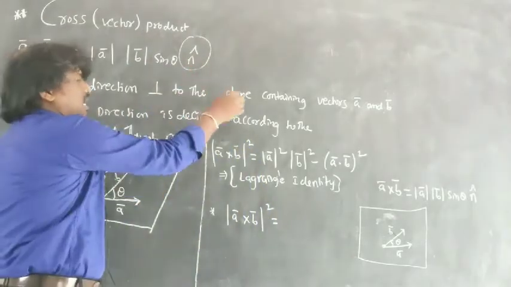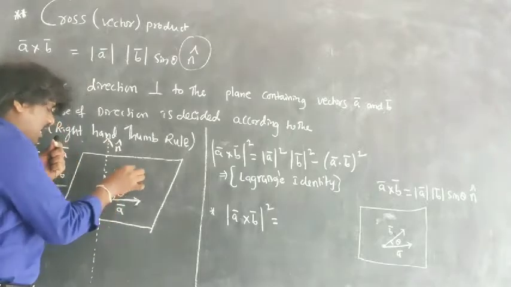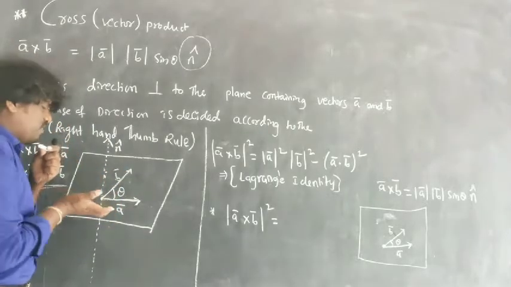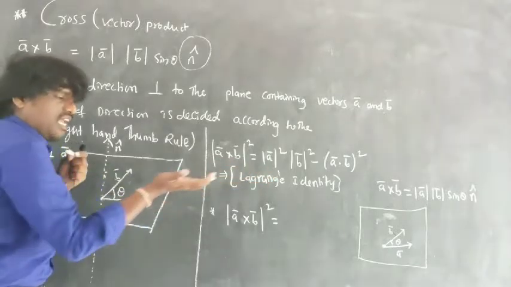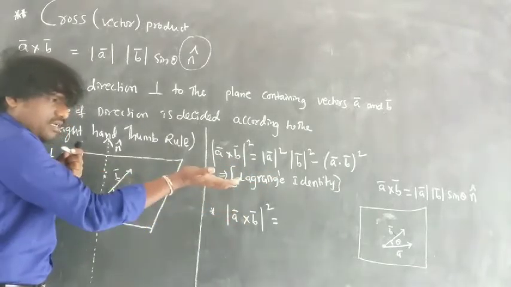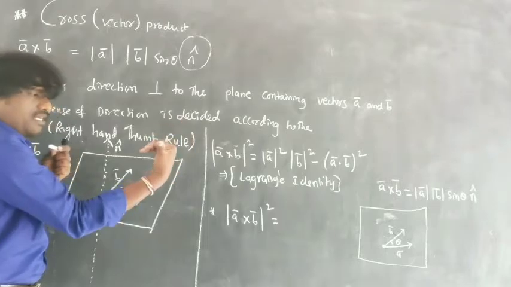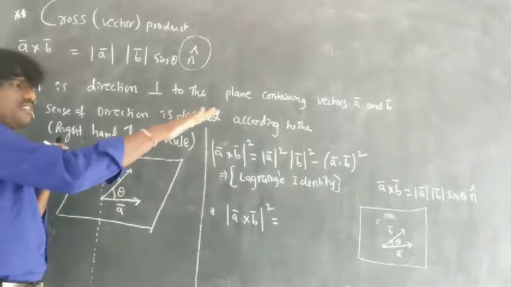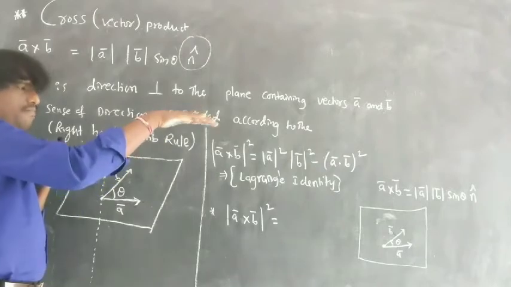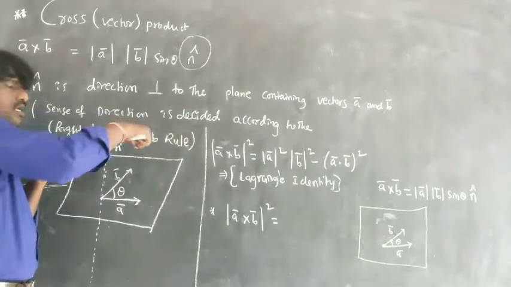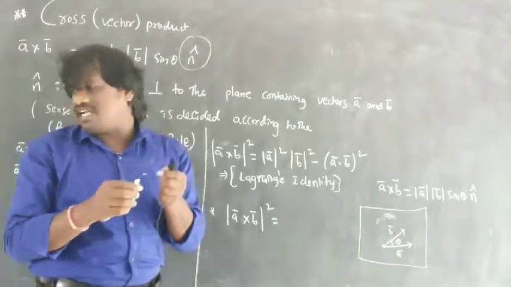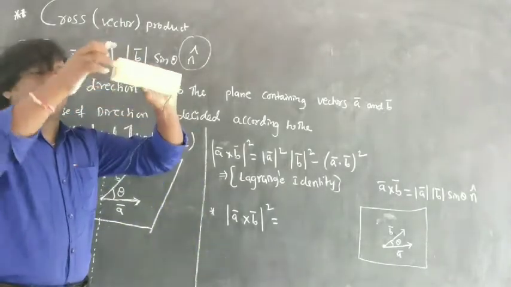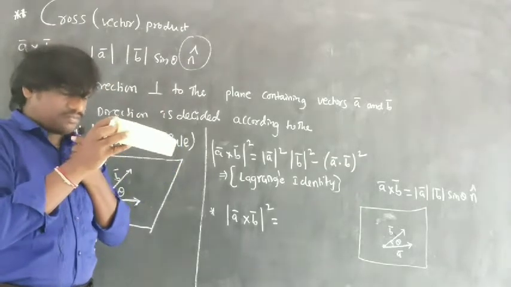So here A and B. For this plane, this one is perpendicular. And the direction, how do we come to know? If this is A vector, we see from the A vector side and turn toward the B vector, so you get the thumb rule in this direction. If this is B vector and we turn from the A side, it will be the other way. So for any plane, I just want to say this is the plane.